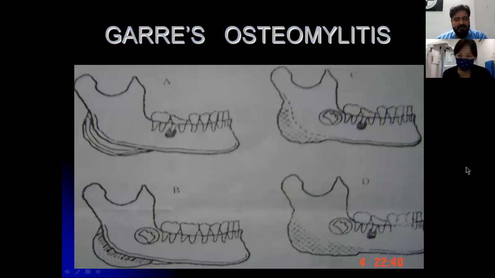See, there is new bone formation here, in the back.